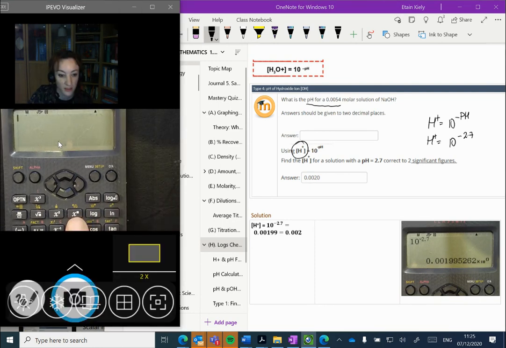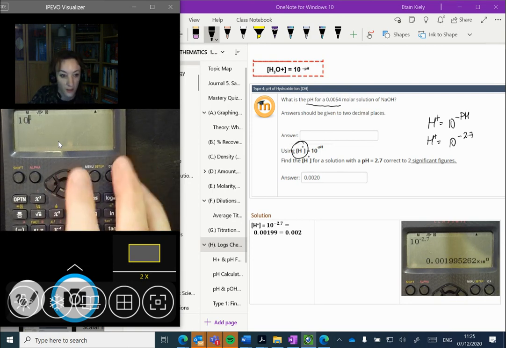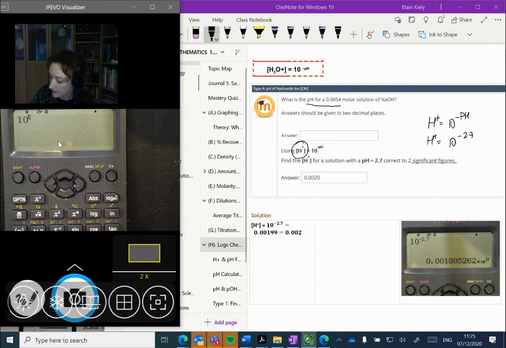Now just watch, this button here is the better button to use. I know some students were using other buttons and it didn't quite work. So we do 10 to the power of minus 2.7, press equals, and we're getting our answer here like this. Now we might need to type it into Moodle.